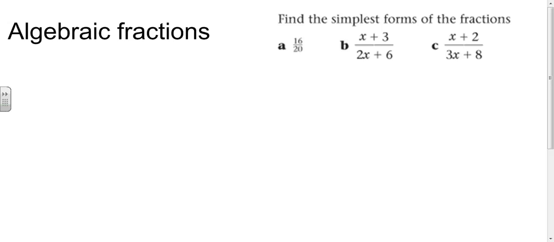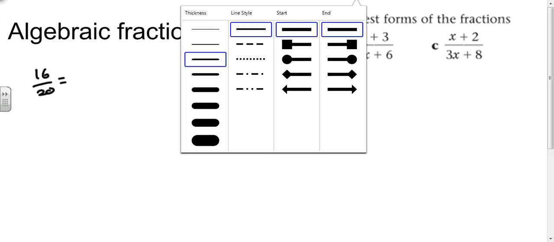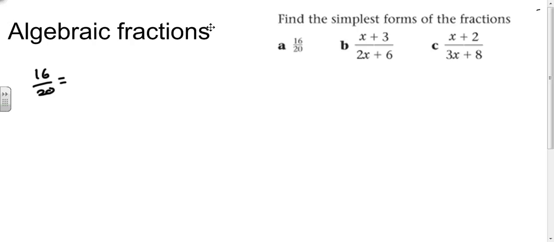So the first one, we've got to find the simplest form of the fraction 16 over 20. What you would do is find something that goes into both of them. Obviously, you'd do this one in your head, but we could also say that 16 over 20 is the same as 4 times 4 over 4 times 5. As long as we multiply the top and the bottom by 4, then we can just cancel that out. So that goes down to 4/5.